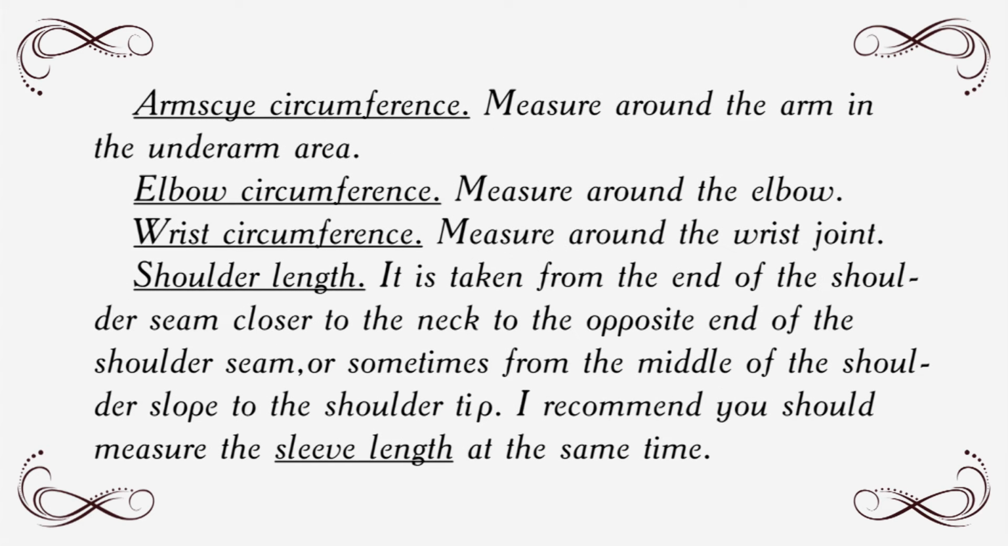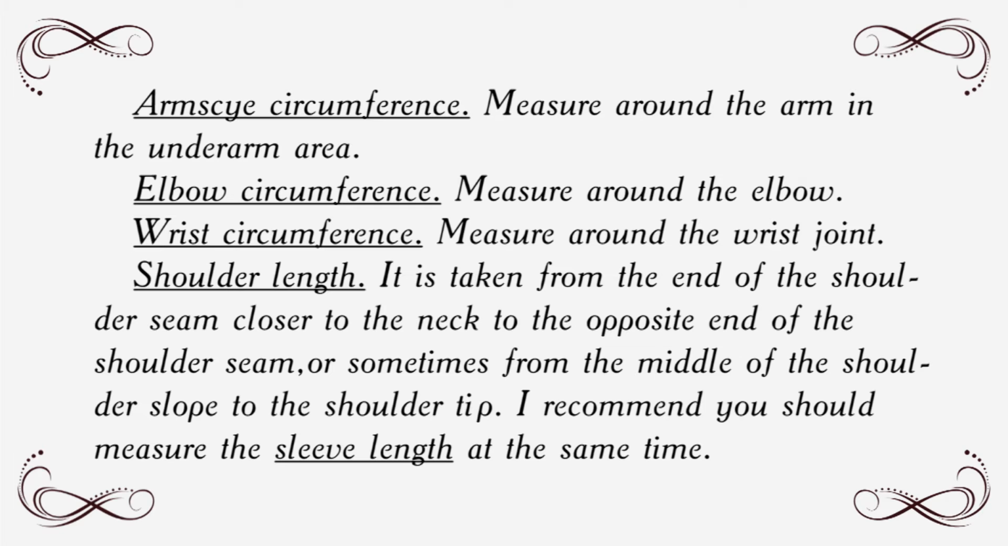Arm's eye circumference. Measure around the arm in the underarm area. Elbow circumference. Measure around the elbow. Wrist circumference. Measure around the wrist joint. Shoulder length. It is taken from the end of the shoulder seam closer to the neck to the opposite end of the shoulder seam, or sometimes from the middle of the shoulder slope to the shoulder tip.